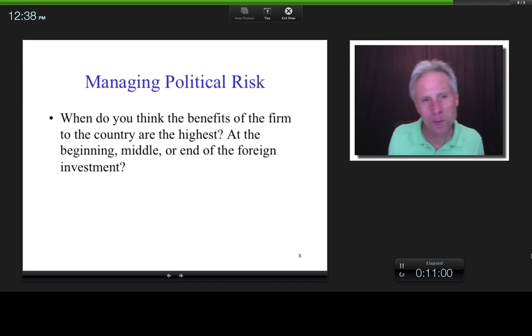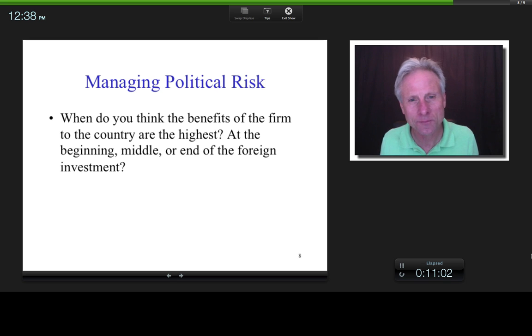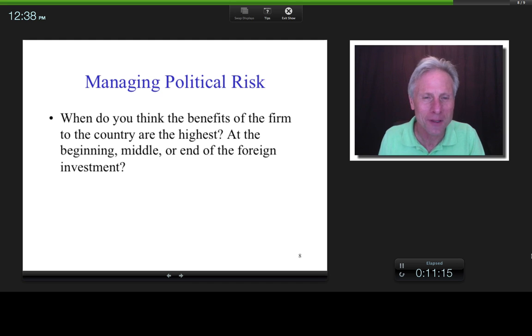Now, the first example relates to timing, okay? When do you think that a company is in the best position to negotiate maybe some conditions that they want in place that make political risk lower? Right at the beginning, or maybe when they've already set up shop, or towards the end? Well, let's take for an example.